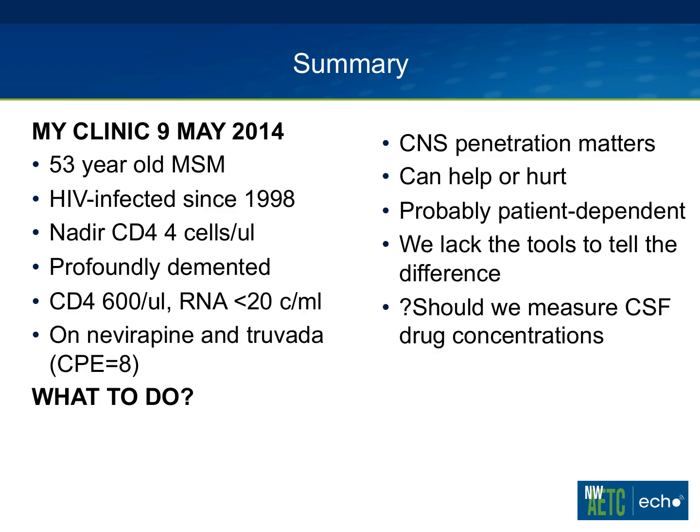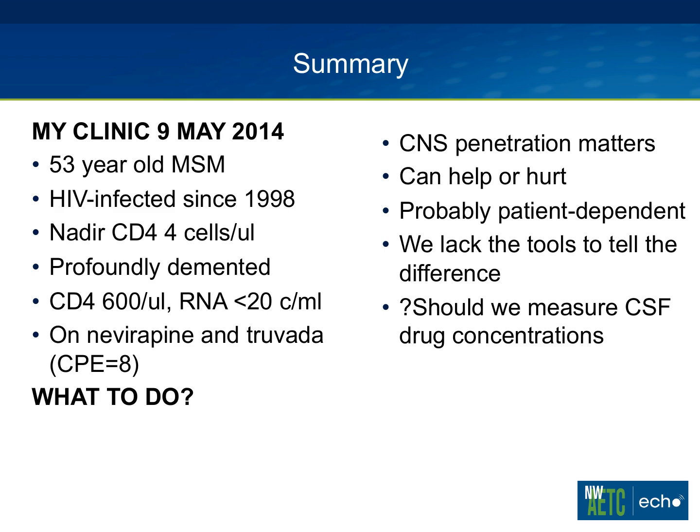So I thought I'd summarize with a patient I saw last Friday who I'm really suffering with. This is a 53-year-old MSM who's been HIV infected since 1998. His nadir CD4 is 4, and he was sent to me by a country doctor, and he is the most profoundly demented patient I have seen in years. But his CD4 is 600, his plasma is well controlled, and he's on a pretty high penetrant regimen, nevirapine and Truvada, which has a revised CPE of 8. So I'm thinking what to do.